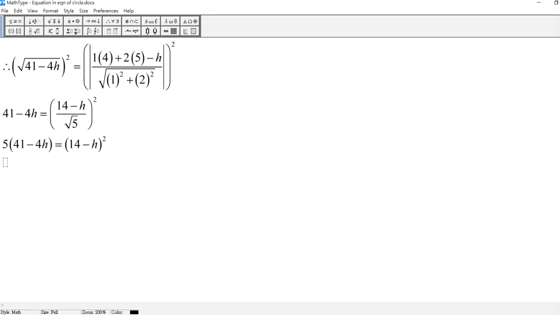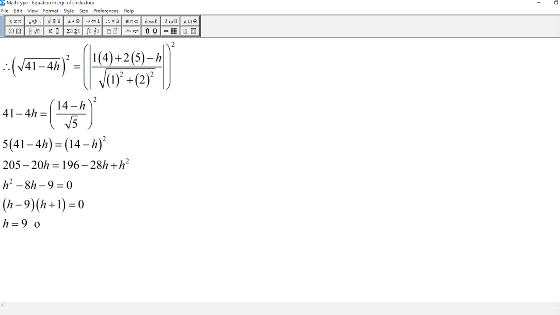And you simplify this: 205 minus 20h equals 196 minus 28h plus h square. Then what you get is h square minus 8h minus 9 equal to 0. So you can get h equals positive 9 or h equals negative 1. So that's finished the question.